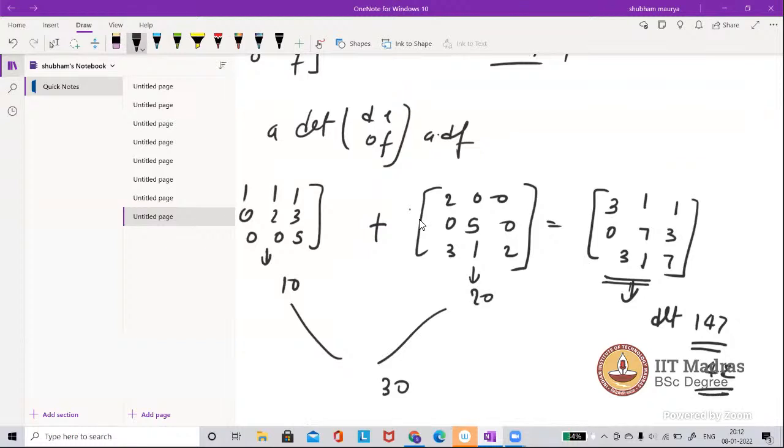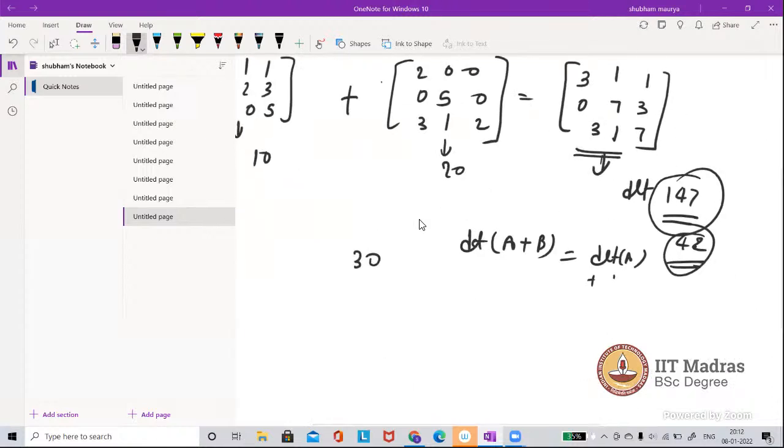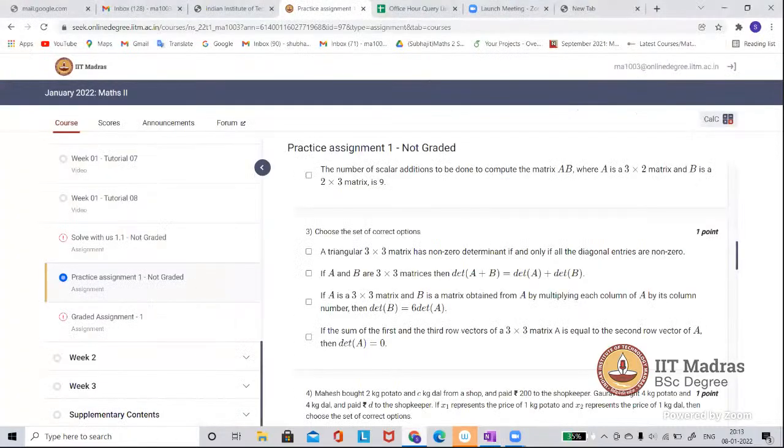So I am writing two answers here. Both are different from these two. So actually that's the main determinant. This is not true in general. Maybe in a specific case it can be, but in general this is not true. So let's move on to the next option.